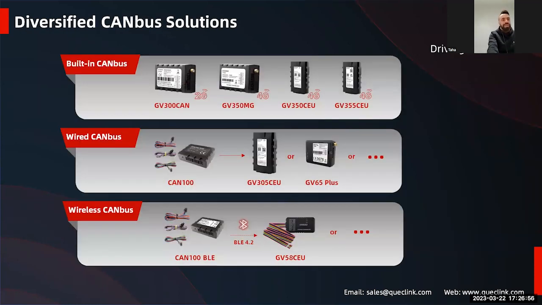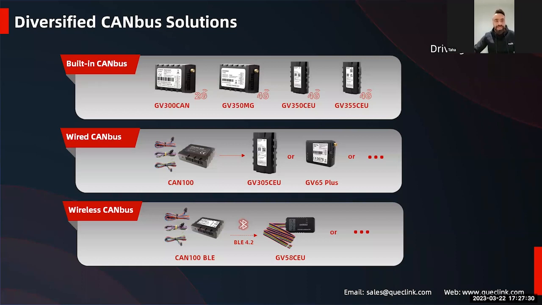This is how we build our CANbus devices. First, we have the GB300 CAN, which is a built-in CANbus 2G device, one of the best sellers. It has only one CAN high, CAN low. Then we went to the GB350MG, which has a special CANbus system with a special library dedicated only to J1939. And I'm sure most of the Middle Eastern customers know this device very well.